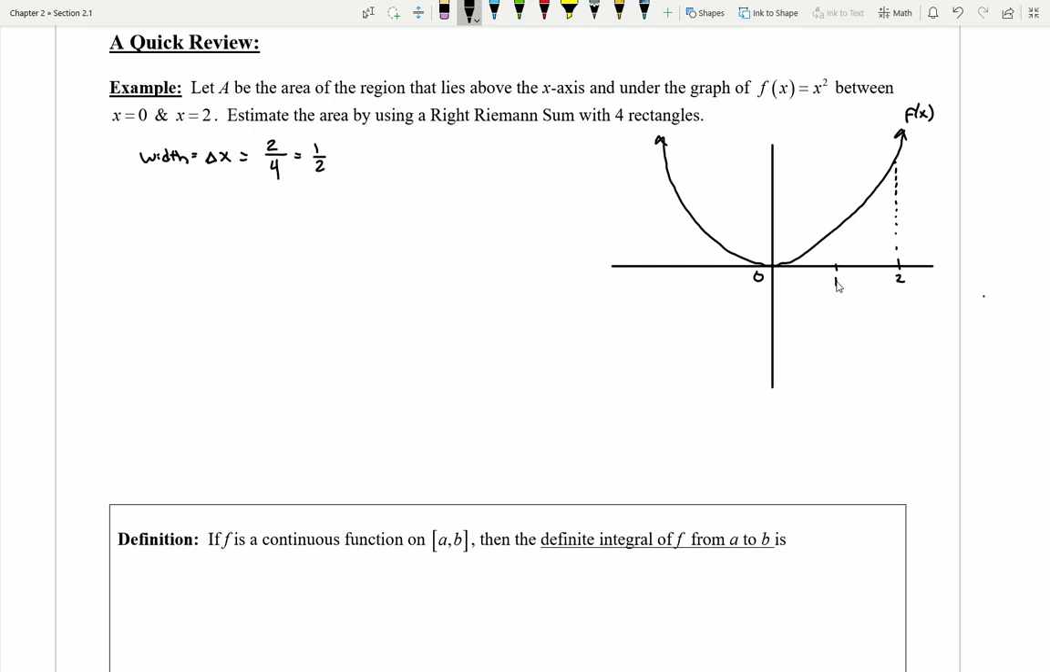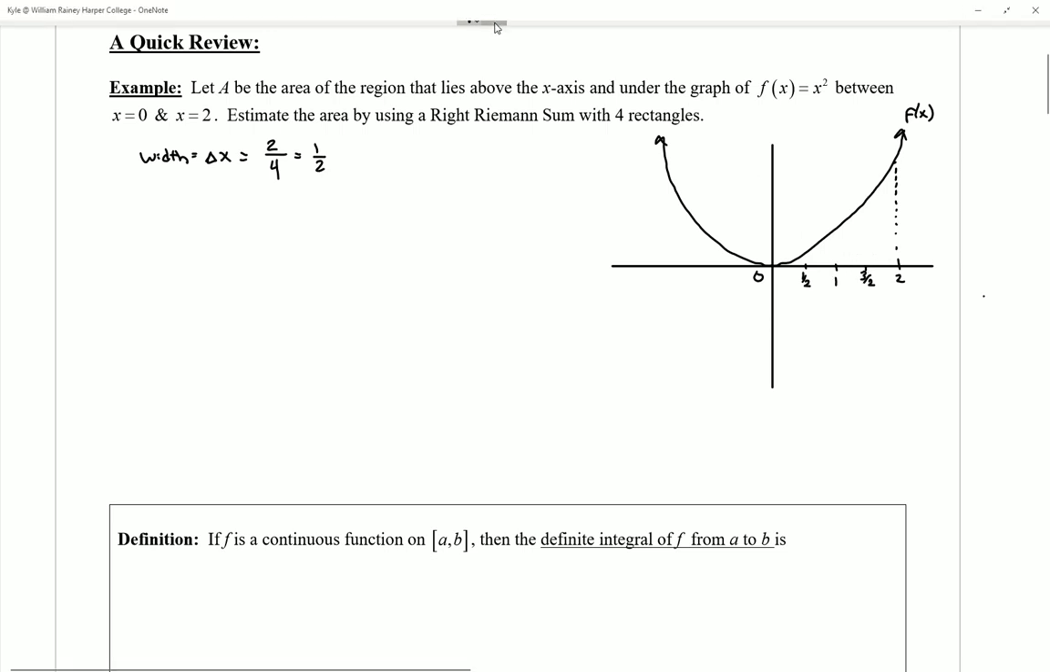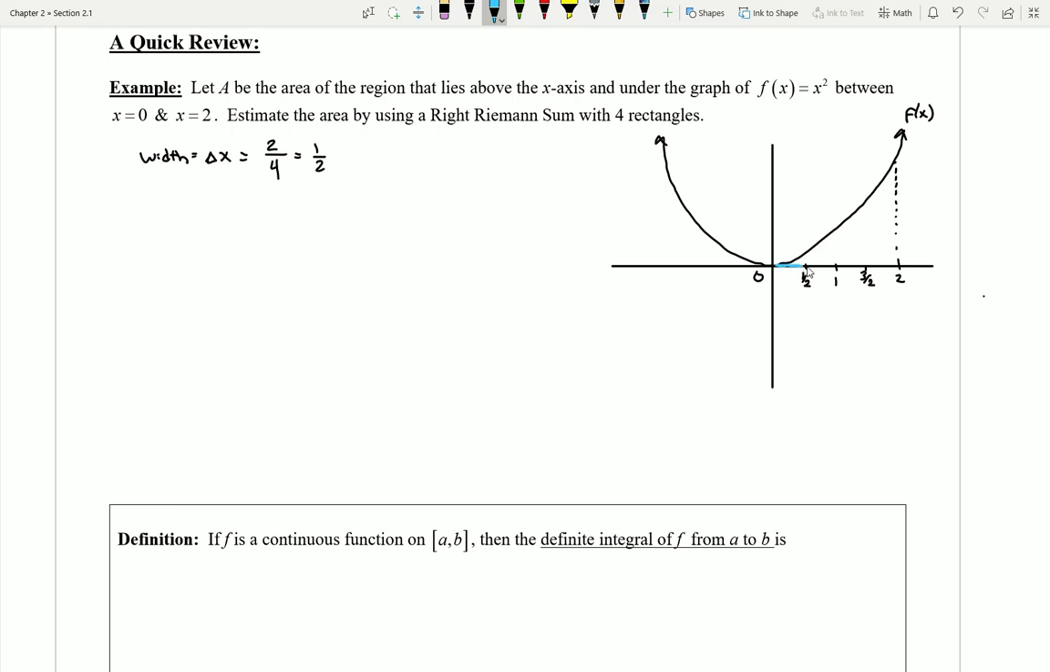So if I was to go over here and mark out where 1 is, mark out where a half is, and mark out where 3 halves is, I can see each of the bottom edges of my rectangles is starting to be formed. I've got a rectangle coming over here, in there, and finally over here at the edge. So I've got these blue bases. And now I just need to figure out how tall to make them.